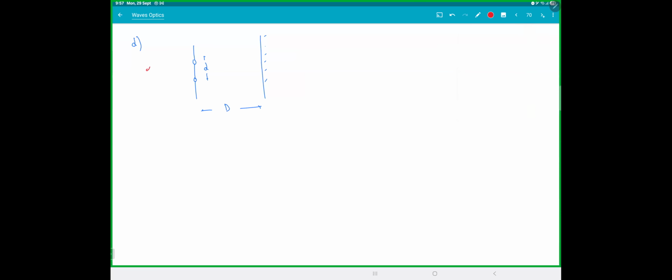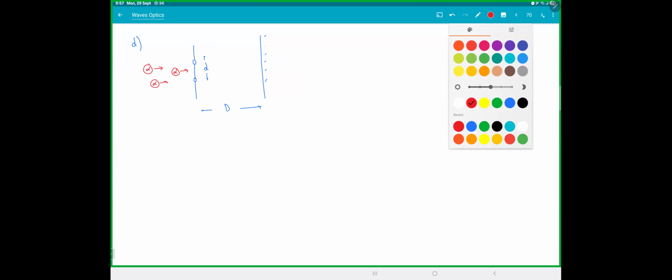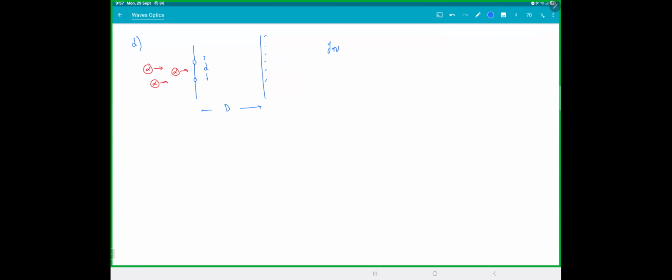So instead of light, if alpha particles are used, accelerated by voltage V and then used in the YDSE experiment, find the fringe width. Normally in the exam they'll say it like this: if the voltage becomes 4 times, what happens to the fringe width?